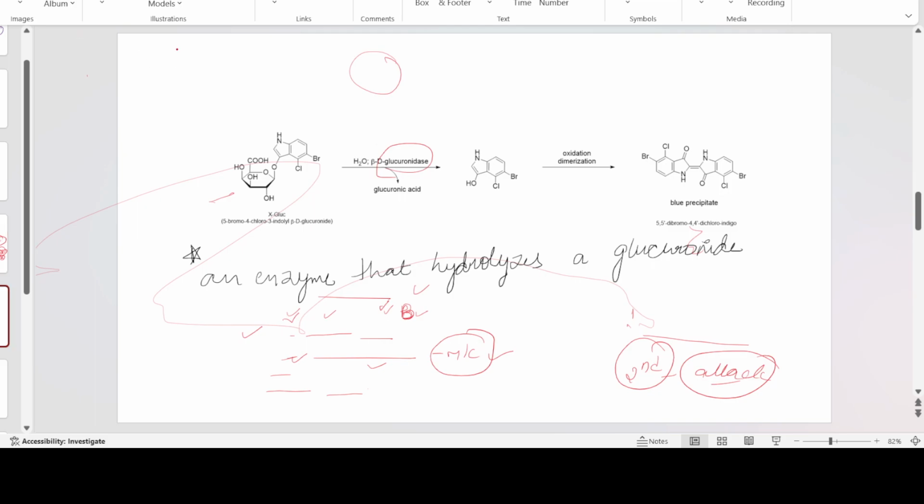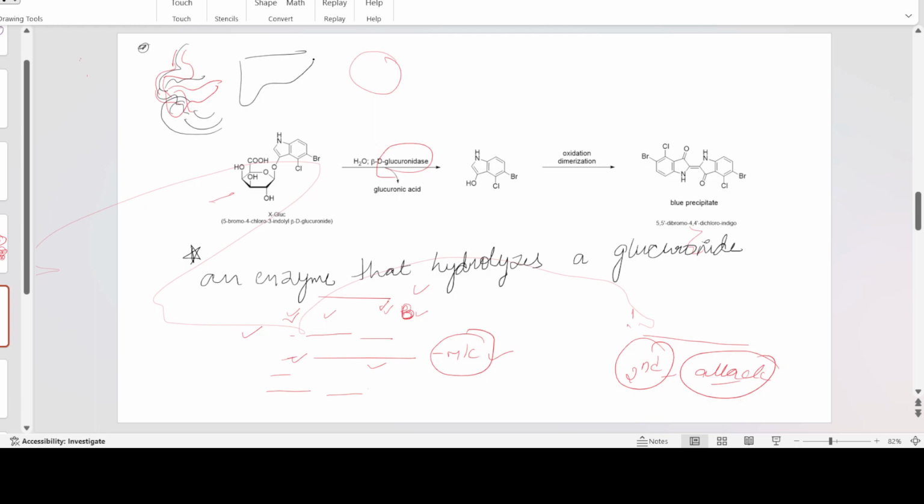Say for example, this is a stomach and you have a liver here, and you have taken the drug. Now what happens is important. The drug goes into the stomach, from there it goes to the intestine, through the enterohepatic circulation it goes into the liver. Now, what happens in the liver is phase 2.